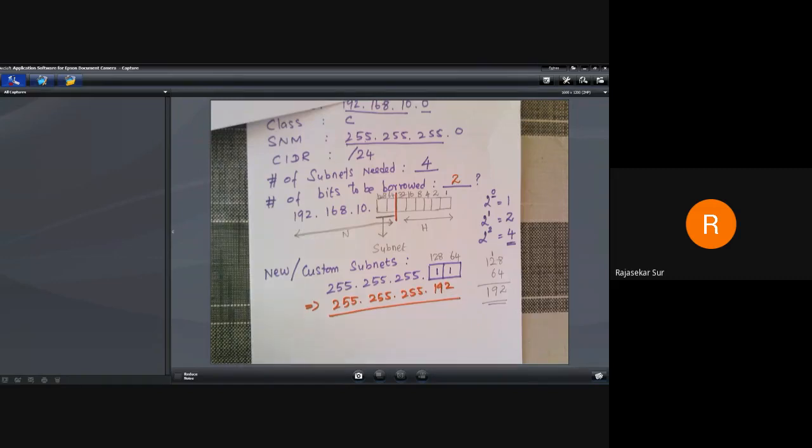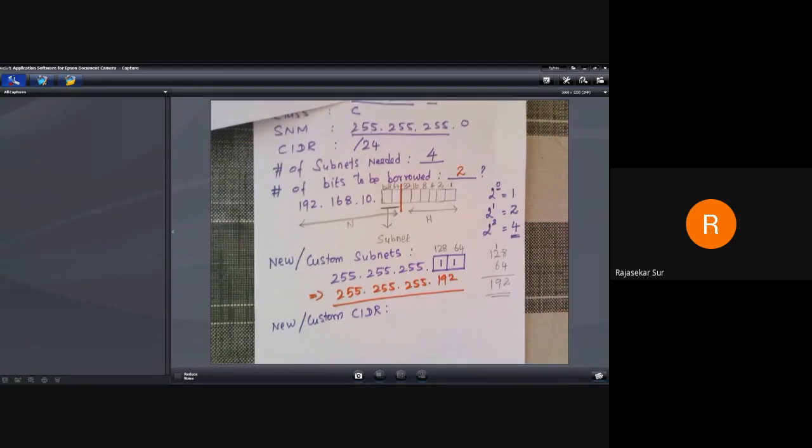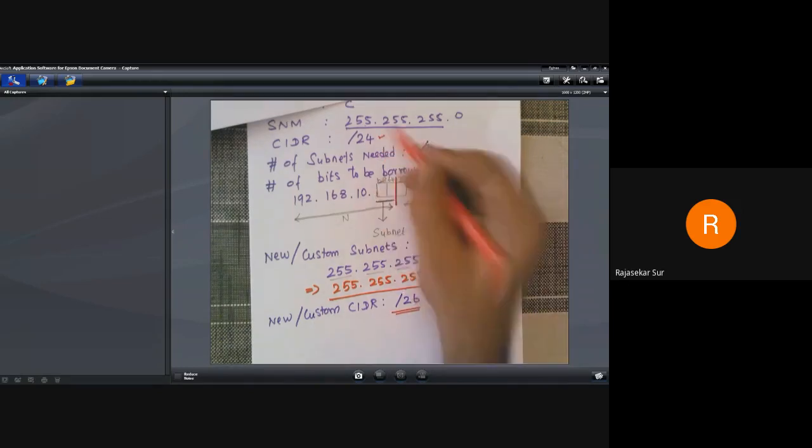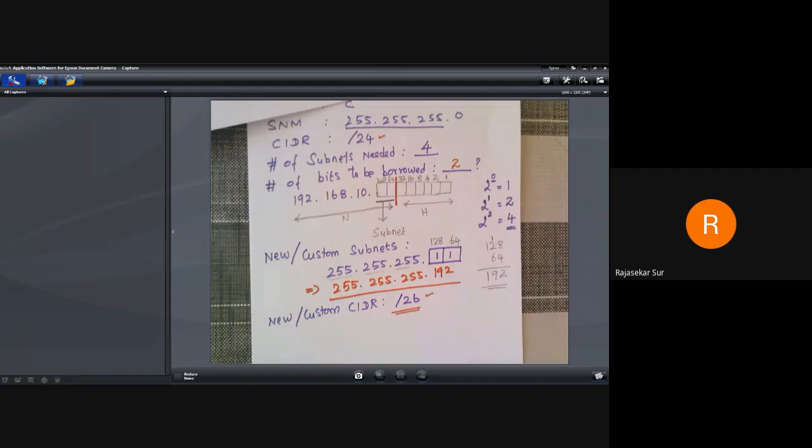Okay, now what is your new CIDR? Your CIDR also is going to change now. Okay, the new or custom CIDR value is going to change. What is the CIDR value now? You can see the first part, this is 8 bits, 8 bits, 8 bits, 2 bits we borrow. So 8 plus 8 plus 8, okay, 24, 24 plus 2, it is now 26. So slash 26 is going to be your new CIDR value. So before it was 24, now it is 26, we borrow 2 bits.